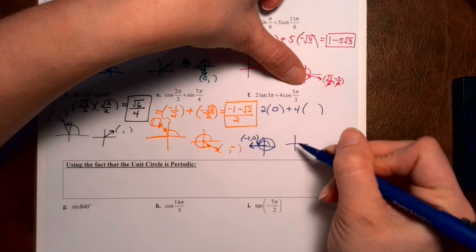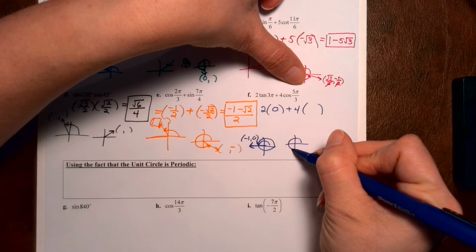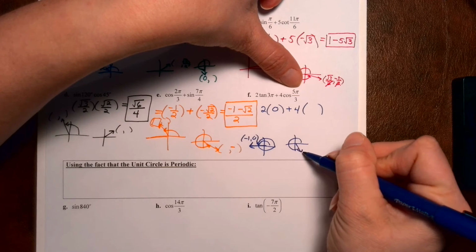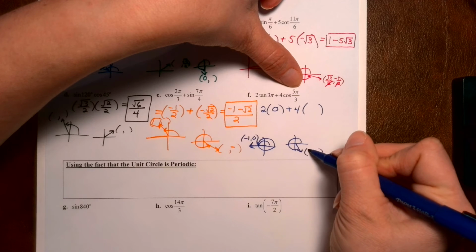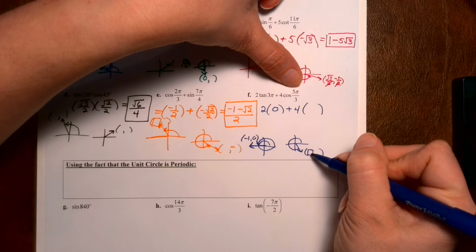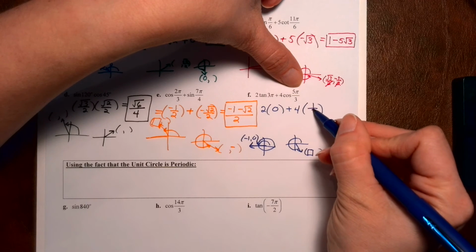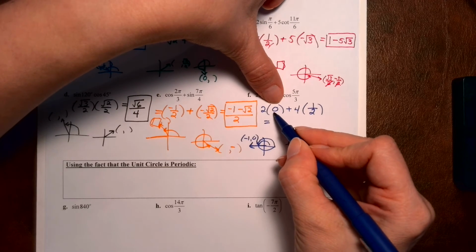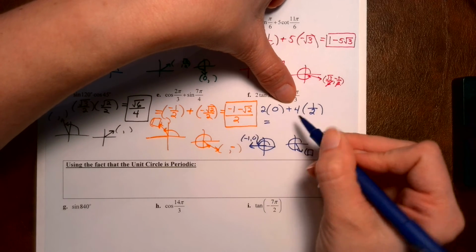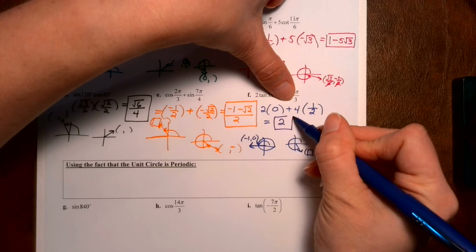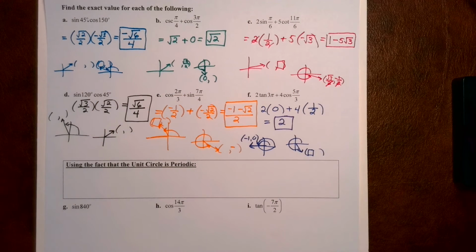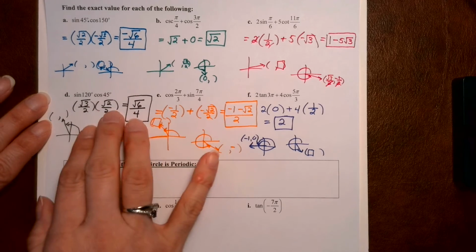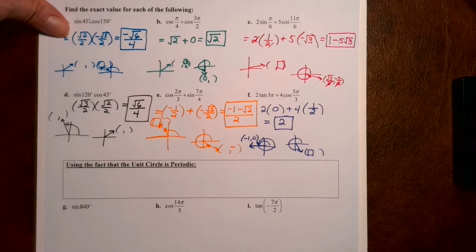5 pi over 3. See, 3 over 3. 5 out of 3 is down here. Cosine is this first value. And so that is +1/2. Okay, and now let's calculate. 0 plus half of 4. The answer is just a 2. Okay, so you have to be good at not only doing one value, but 2 values, and then maybe some calculations with it.